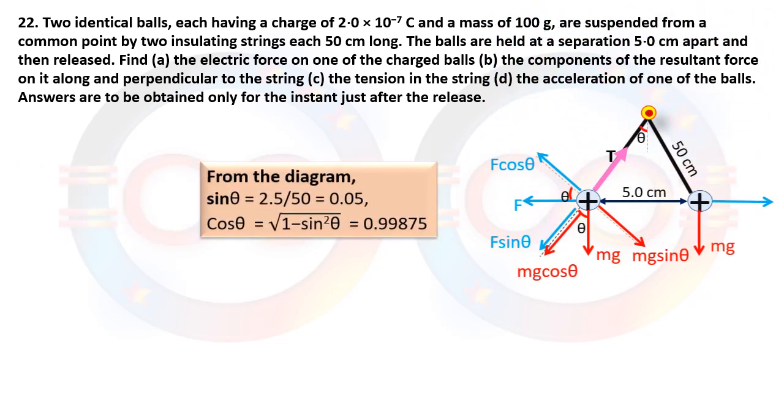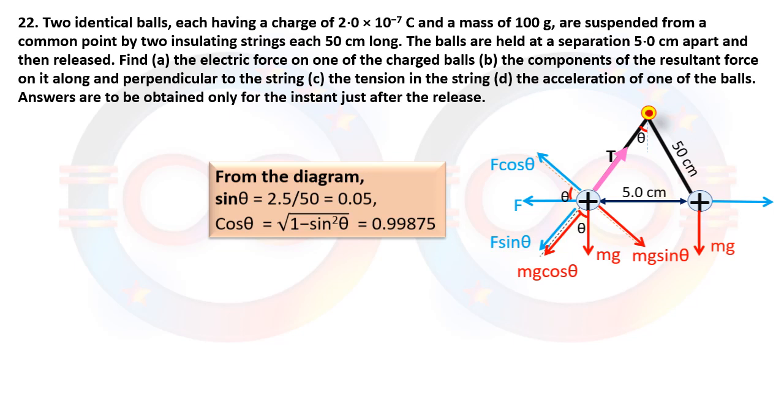So the A part we are going to solve. Before that, just note this particular value, because we are going to use it in the coming course of time for many questions. Whenever there is a small angle, I am talking about 0 to 20, not in degrees but in radians, sin theta and tan theta are approximately equal for small angles. So from the diagram, sin theta is 2.5, that is perpendicular upon hypotenuse, so it will be 0.05.